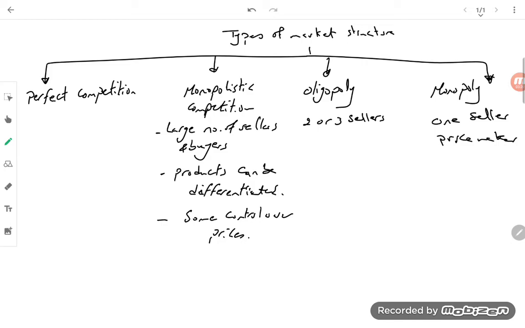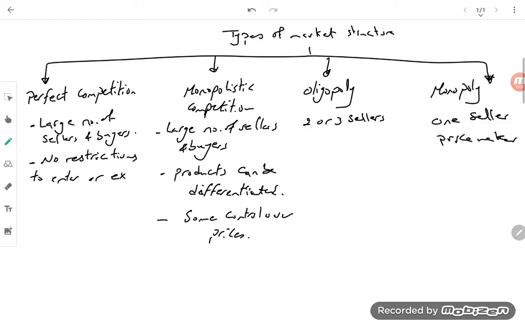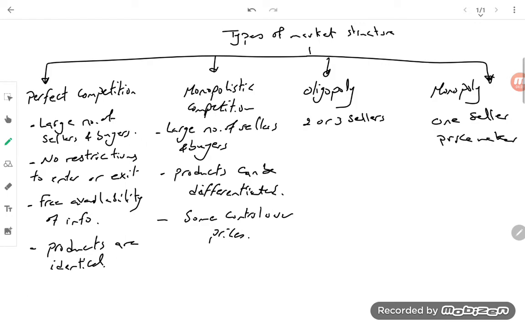What about perfect competition? Perfect competition means there are a large number of sellers and buyers. No restrictions to enter or exit the market. No one firm has more advantage than another. Free availability of information. Products are identical. And finally, sellers and buyers are price takers.